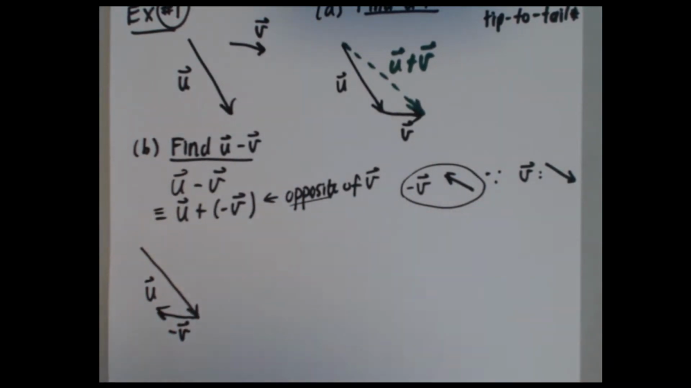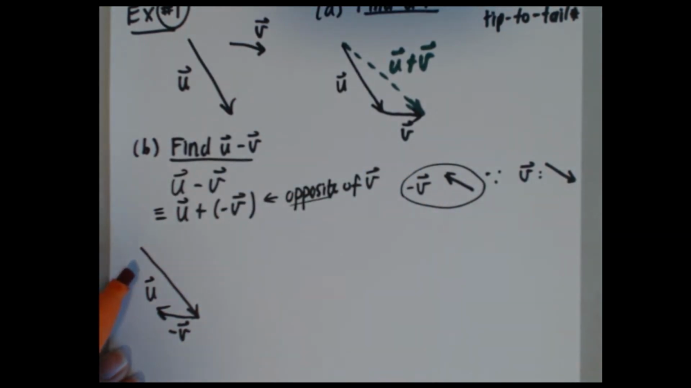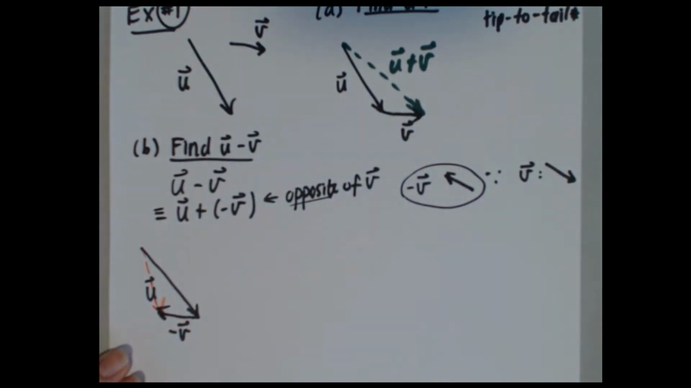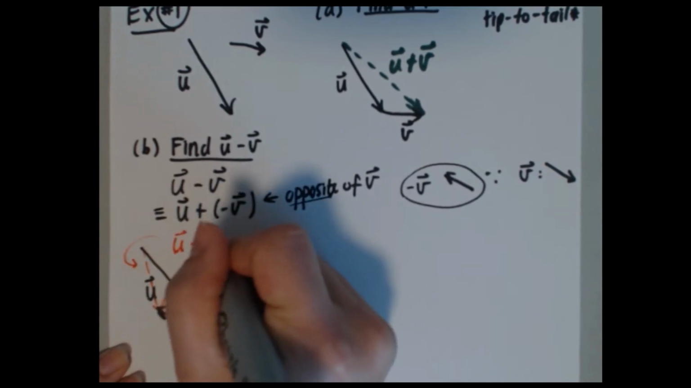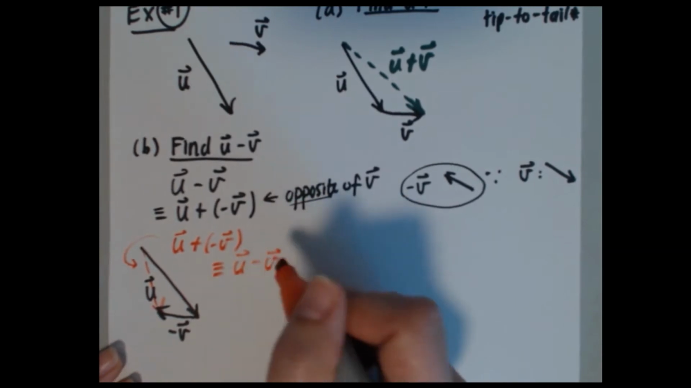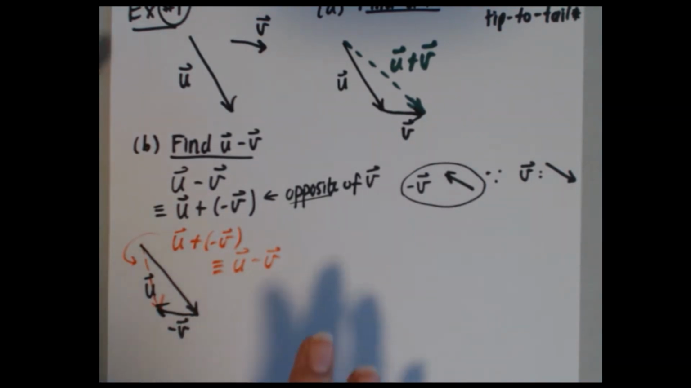Let's do the sum here. From the tail of the first vector to the tip of the final vector. Same process. So now that's U plus negative V, also known as U minus V. And so we can see that that magnitude is quite a bit shorter than the U plus V, and it's going in a different direction. All right, so that's just some introduction to this kind of stuff here. So let's move on to another example.